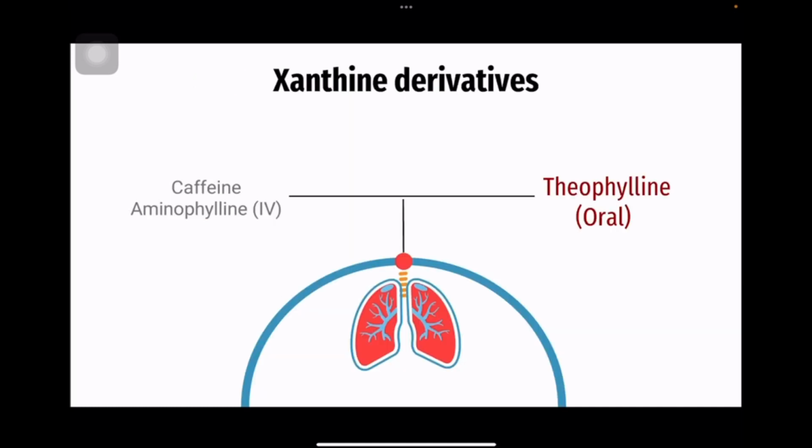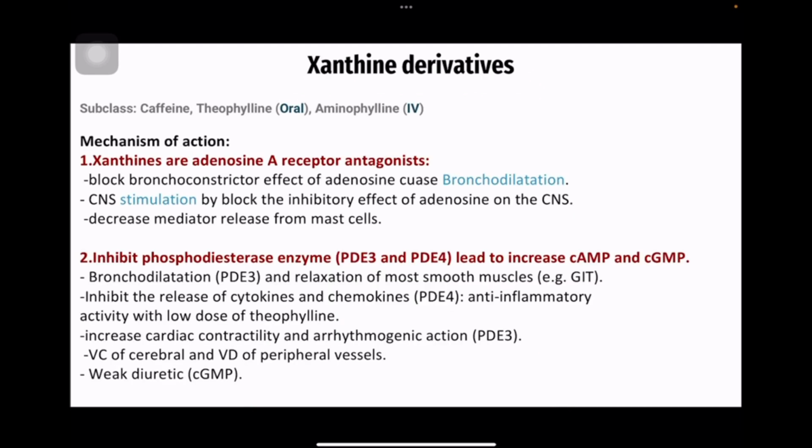Now, the xanthine derivatives class: caffeine, aminophylline, and theophylline. Xanthine derivatives have two mechanisms of action. The first is antagonism of the adenosine A receptor, which blocks the bronchoconstrictor effect of adenosine, so it causes bronchodilation, has a stimulant effect on the CNS by blocking the inhibitory effect of adenosine, and decreases mediator release from mast cells.